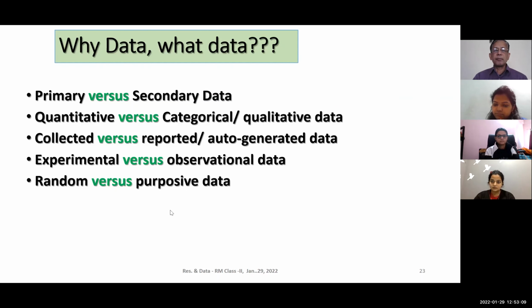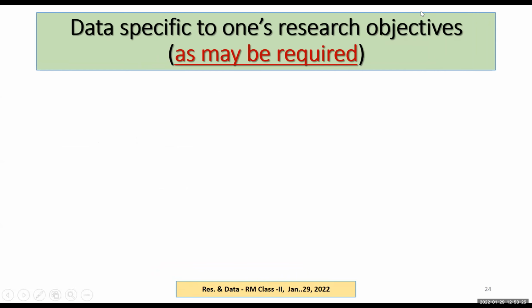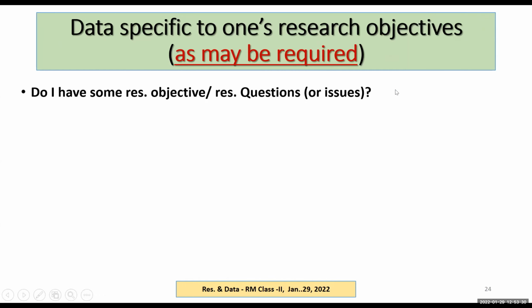Okay, we can give many examples. I just thought to cite that. Let's save time. To summarize, data should be specific to one's research objective. And we have to ask questions like, do I have some research objective or research questions? And do I have some proposition or hypothesis? These two lines will be repeating towards the end of the session.